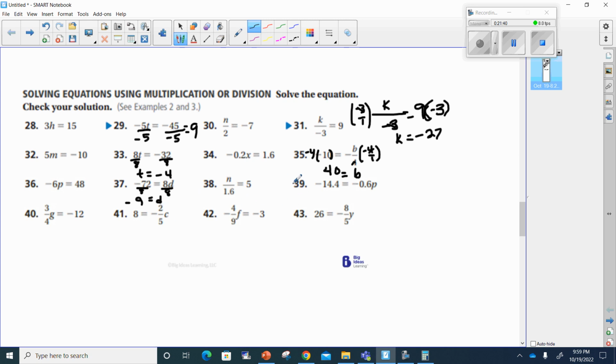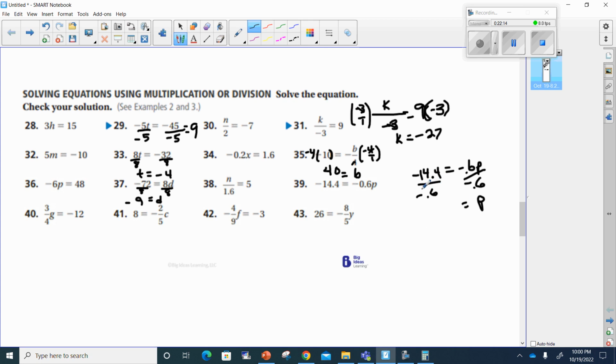All right, number 39 is next. I'm multiplying by negative 0.6. I'm going to rewrite this problem over here and give me a little room to work. So I'm going to need to divide by negative 0.6 to get rid of it, leaving p by itself. But whatever I divide from one side, I have to divide from the other. So negative 0.6.